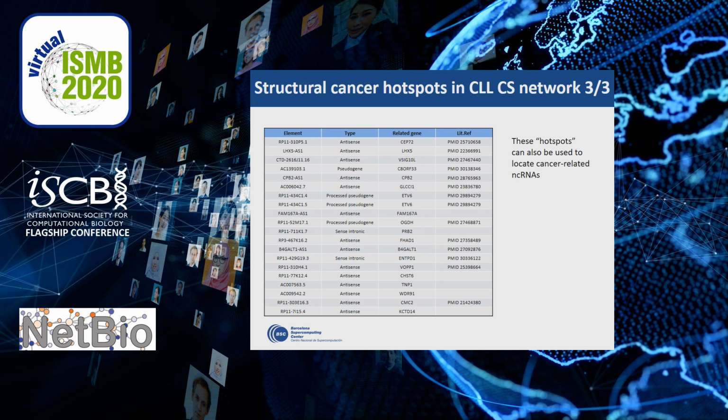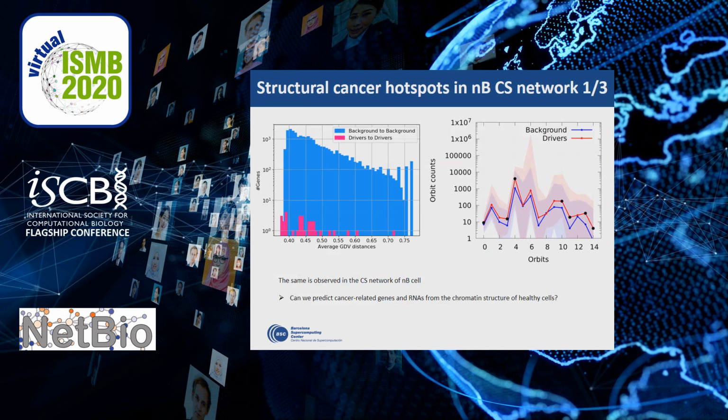We also did the same to prioritize non-coding RNAs, and similarly we were able to validate that many of those non-coding RNAs are also related to cancer. But then we asked something maybe a bit crazy. Can we also find this structural hotspot in the chromatin structure network of healthy naive B cells? So this is what is plotted here.